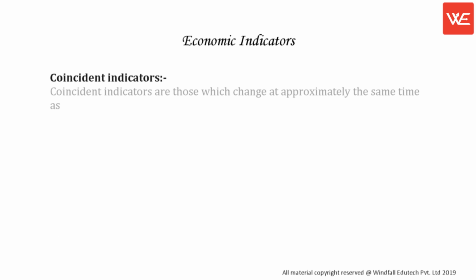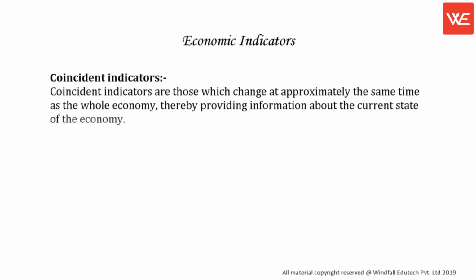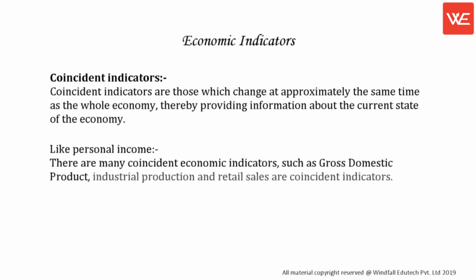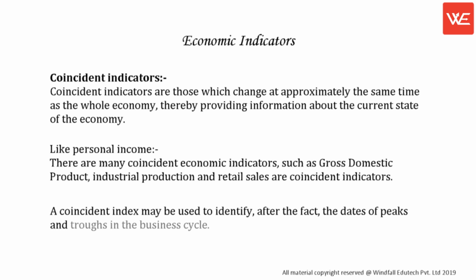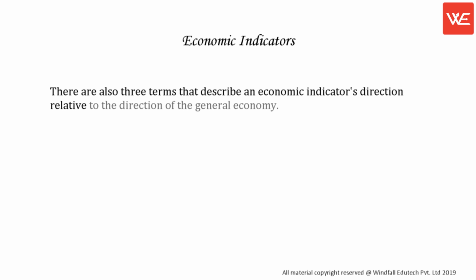Coincident indicators are those which change at approximately the same time as the whole economy, thereby providing information about the current state of the economy. Like personal income, there are many coincident economic indicators, such as gross domestic product, industrial production and retail sales. A coincident index may be used to identify, after the fact, the dates of peaks and troughs in the business cycle.